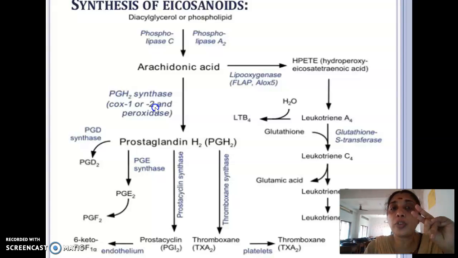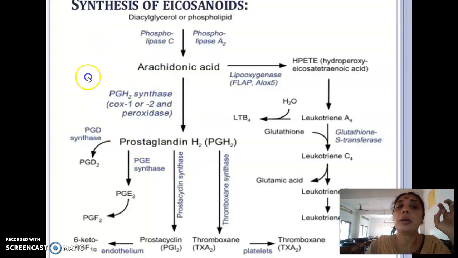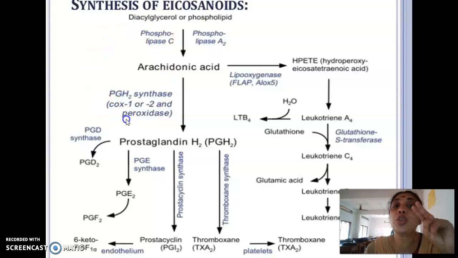PGHS is of two different types. There are two isoforms of this enzyme, PGHS1 and PGHS2. So this is PGHS2, which is why it is indicated as PGHS2 synthase. In case of prostanoid synthesis, usually it is PGHS2 that comes into action. So PGHS2 acts on arachidonic acid, resulting in the formation of prostaglandin H2 or PGH2.